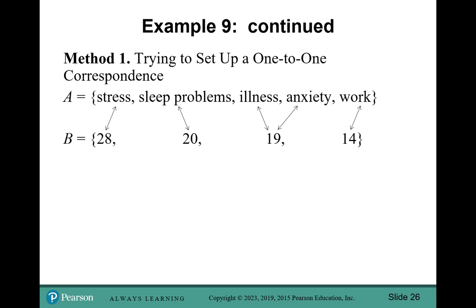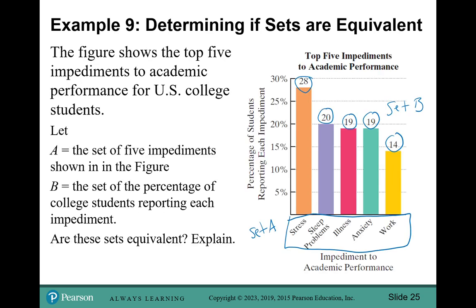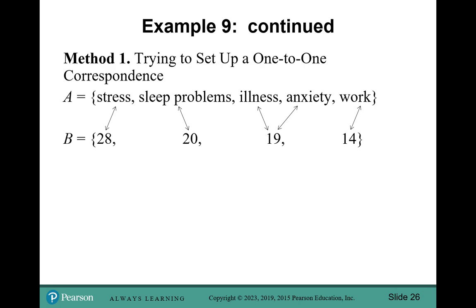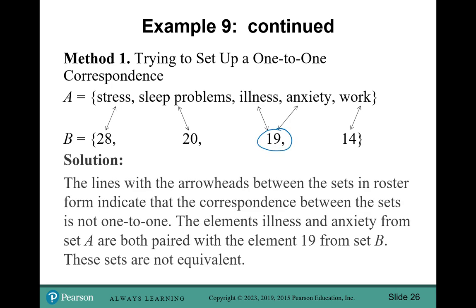So, after we've written these, we can try to set up a one-to-one correspondence with our arrows. We can see that stress is indeed the 28, sleep problems is the 20, illness is 19, anxiety is 19, and work is 14. So when we set up this correspondence between these elements, stress is the 28, sleep problems is the 20, illness is 19, anxiety is also 19. Uh-oh, got a problem. Work is 14. What we see here is there's not one-to-one. We've got somebody sharing this 19.